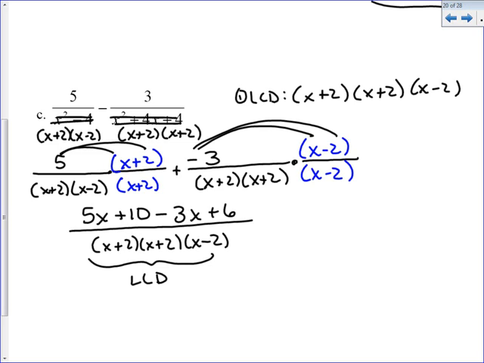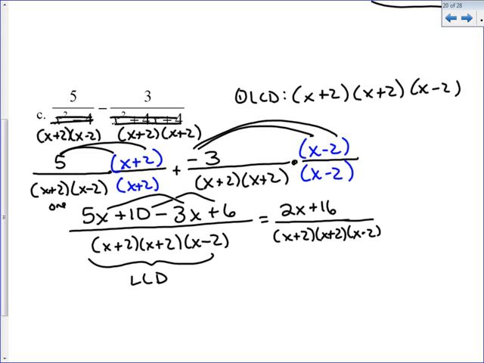We're still working on the numerators. Got to get those like terms together. So I'm looking at 2x plus 16 over x plus 2, x plus 2, x minus 2. So this was our one fraction step. This was our combined step.